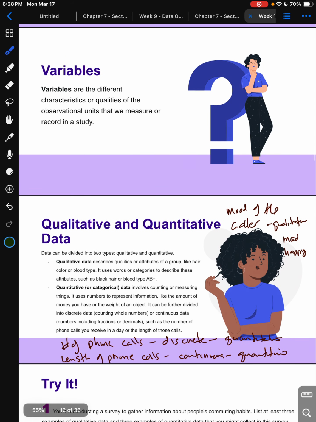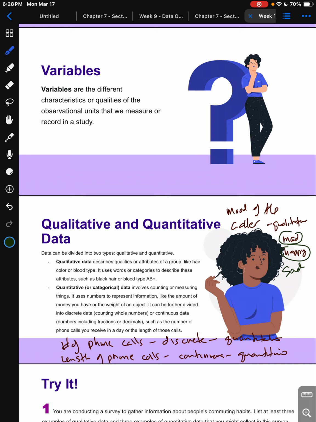There's a couple types of data here, qualitative and quantitative data. Qualitative data describes qualities or attributes of a group, like hair color or blood type. It uses words or categories to describe these attributes, such as black hair. If you think about phone calls, a qualitative piece of data would be the mood of the caller. Are they mad? Are they happy? Are they sad? So it's a descriptor. Like you could say, I had 10 phone calls, 5 of them were mad. That's a qualitative piece of data.